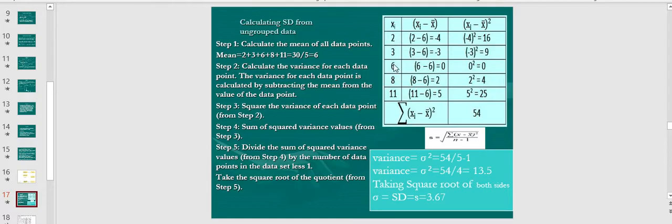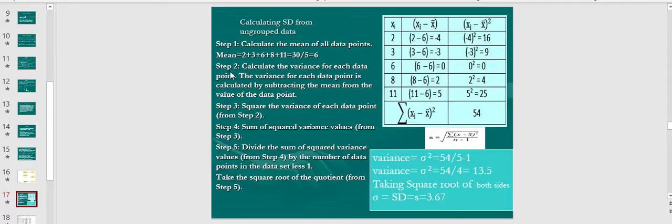This is the set of data: 2, 3, 6, 8, and 11. We have to compute the standard deviation from this given data. For the first step, we will calculate the mean of the data points. We sum up all these values, which is equal to 30, and there are n equal to 5 data points: 1, 2, 3, 4, and 5. We divide by 5, which is equal to 6.